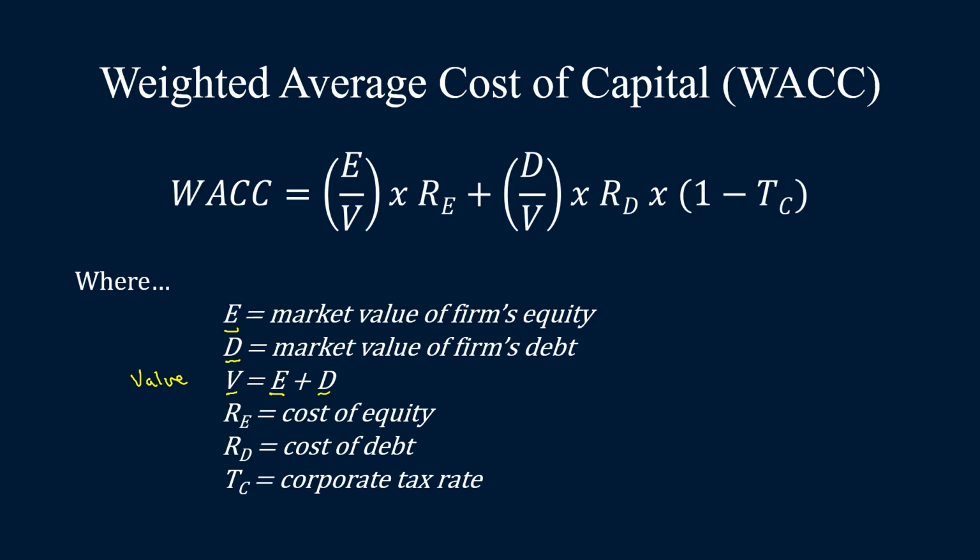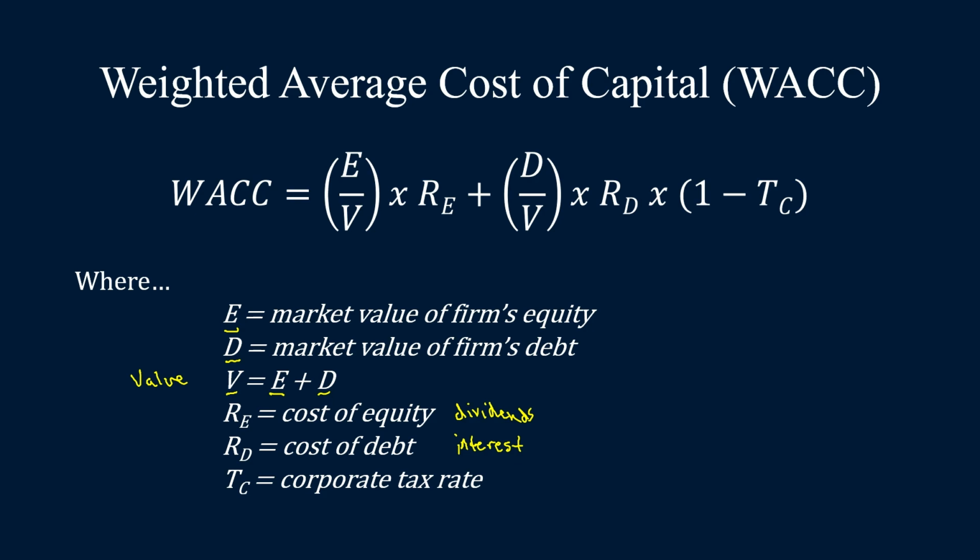And then RE is the cost of equity. That's the cost that we have to pay in order to maintain the equity. And we have RD, which is the cost of debt, and the cost of debt is how much it costs to maintain the debt. So in terms of debt, it would be paying out interest. If the company issues bonds, it's going to have to pay interest on those bonds. Cost of equity could be like dividends, if you have to issue out dividends to try to attract investors.